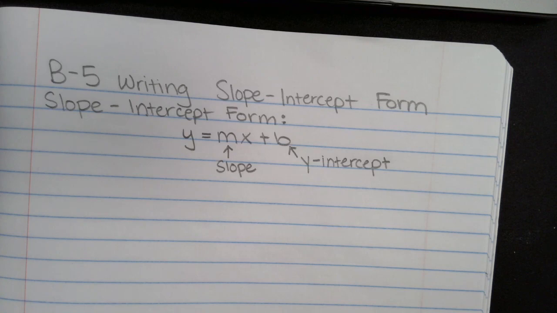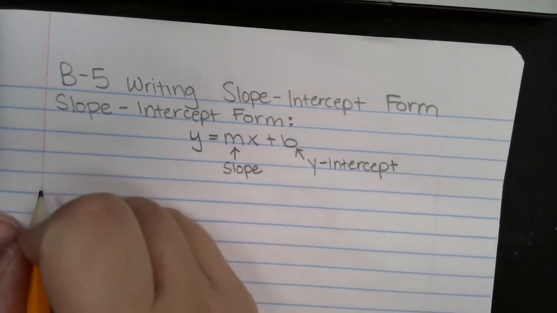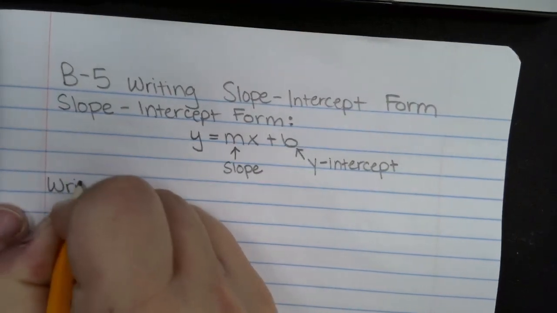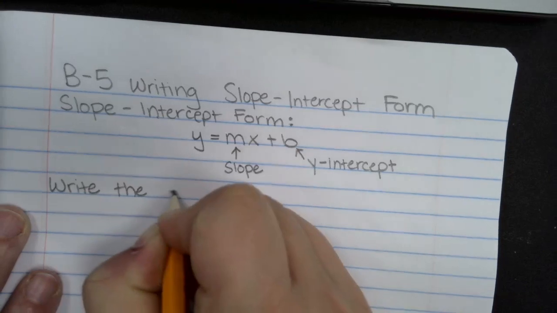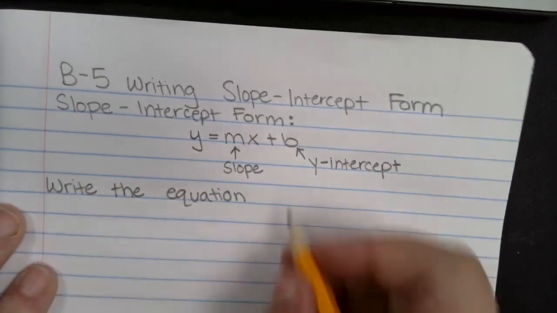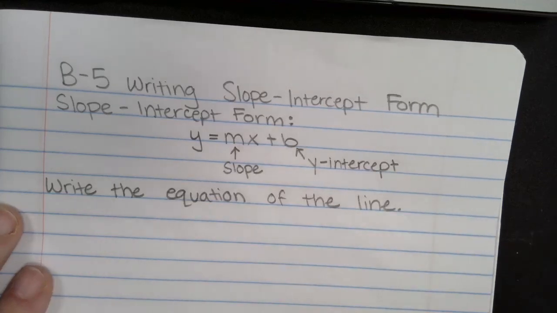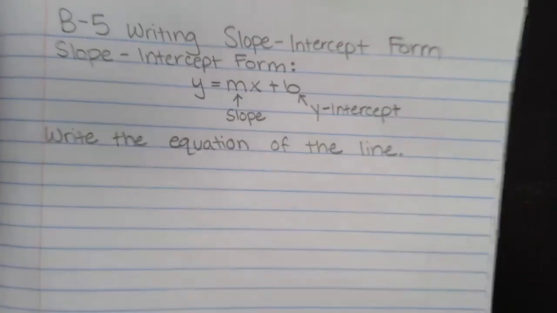Okay, y equals mx plus b. M is our slope, and b is our y-intercept. So we have 5 examples we're going to do today. There's 4 on that piece of paper. We have 1 that we're going to do without the paper first. All of our questions are going to say write the equation of the line. So for all 5 problems, that's our goal, is to write the equation of the line.